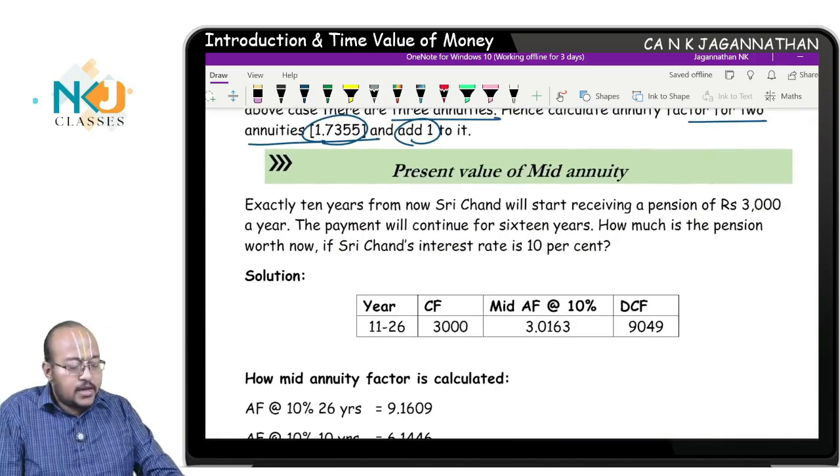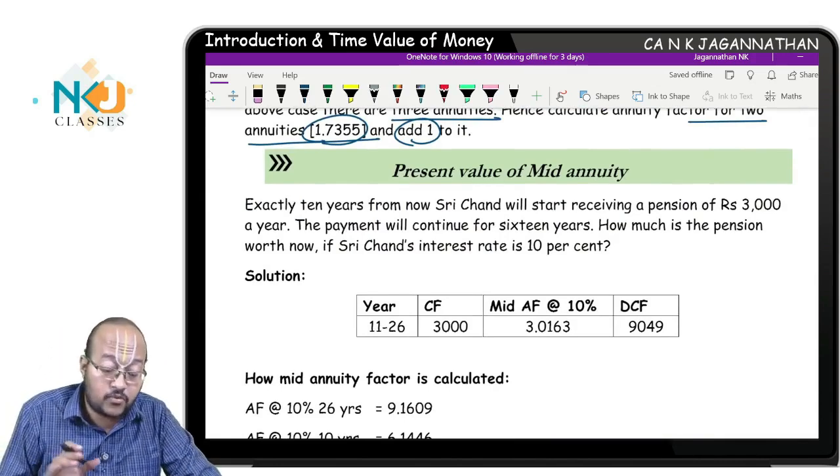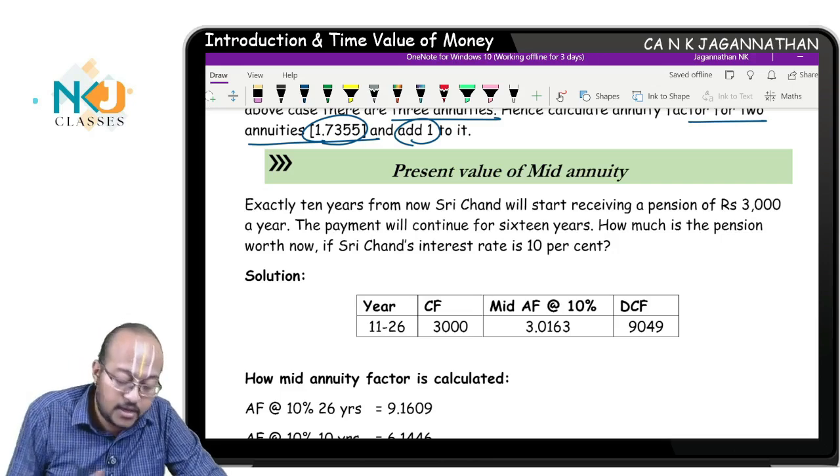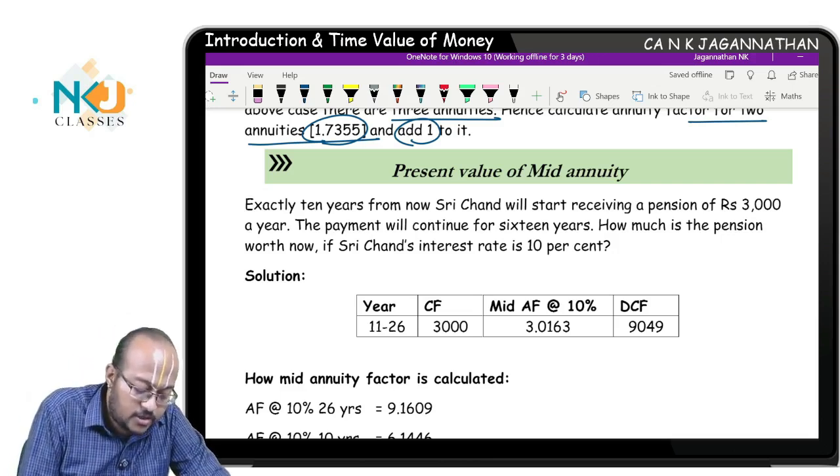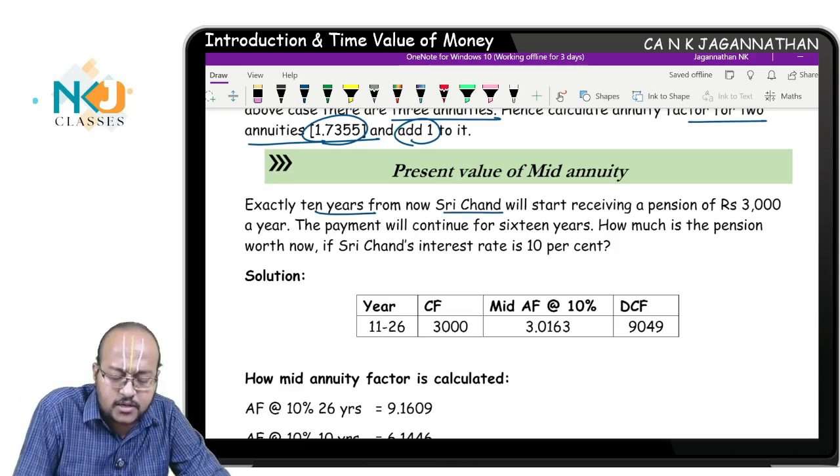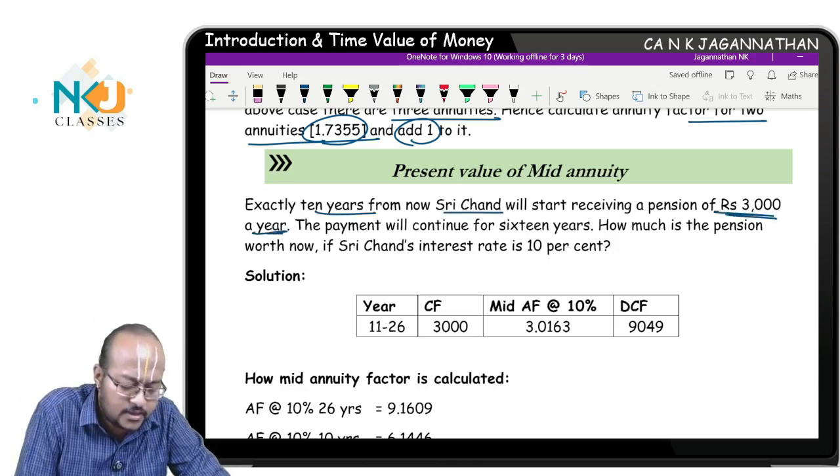Next, present value of mid-annuity. There is another thing, that is mid-annuity. How to find the present value of a mid-annuity? What do you mean by mid-annuity? You need to understand. Very simple. Take this example, you will get absolute clarity. Exactly 10 years from now, Srichand will start receiving a pension of 3,000 rupees a year. Very simple.